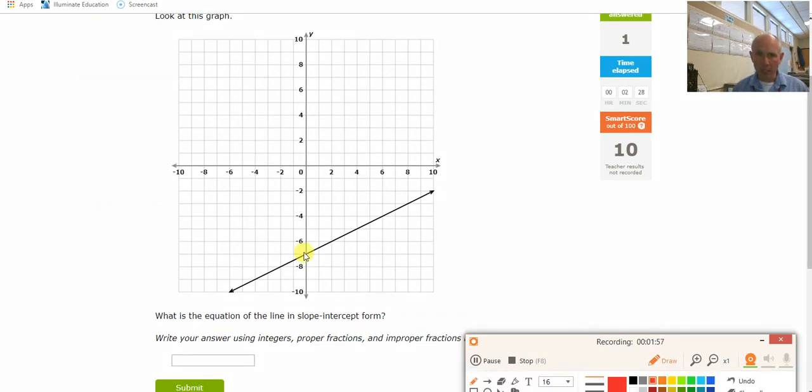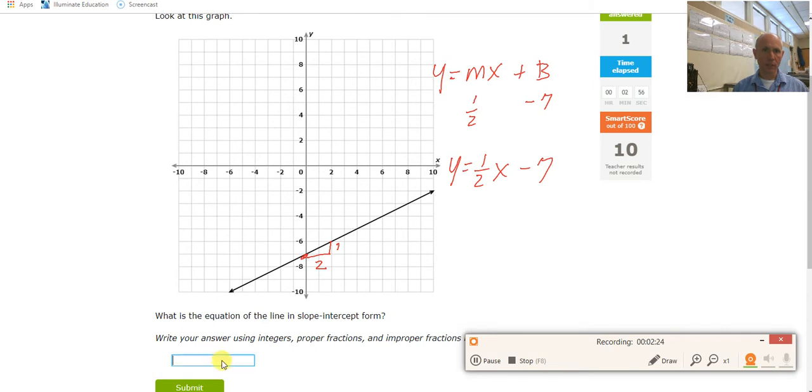All right, so same idea, y equals mx plus b. My b is right there at negative 7, excuse me. And my slope, well, that's a good point right there, and this is a good point right here. So it's 1 over 2. So my slope is 1/2. So I have y equals 1/2 x minus 7.